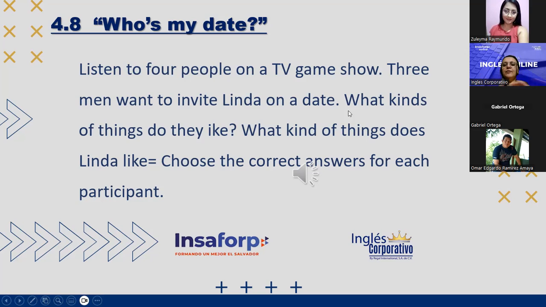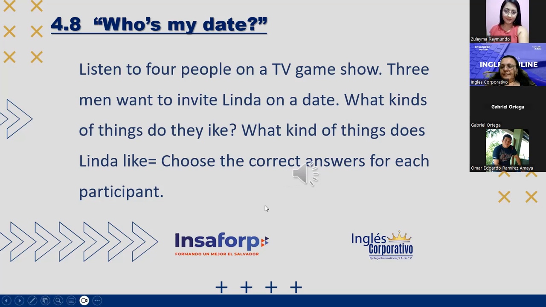Omar, who do you think is the best date for Linda? ¿Cuál cree que es el mejor que puede salir en una cita con Linda? De los tres. ¿O quiere escucharlo otra vez? Otra vez. Okay, listen again.